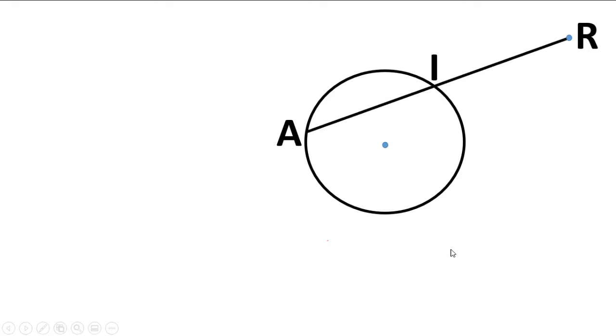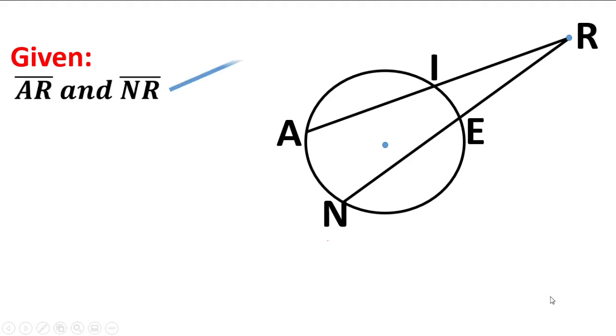Say for instance, given the circle, we have point R, which is considered an exterior point. And then we also have points A and I. Let's draw a segment connecting point A and point R. Same with points N and E on the circle. And then they intersect at point R, which is considered an exterior point. Automatically, AR and NR are called secant segments.